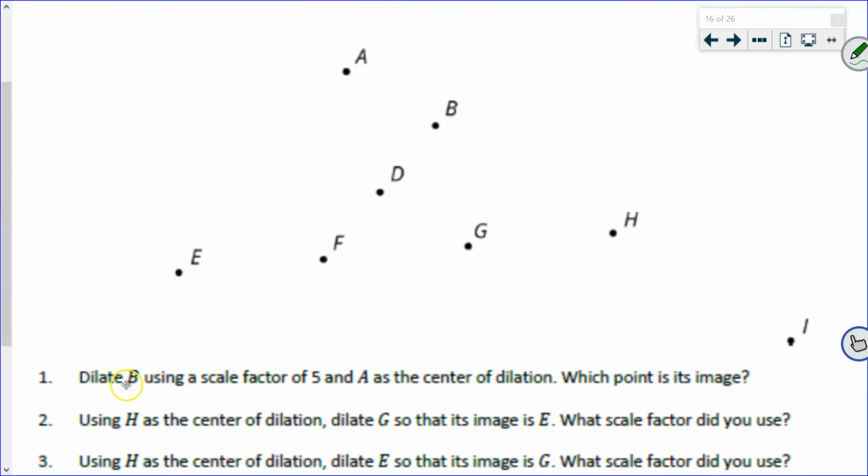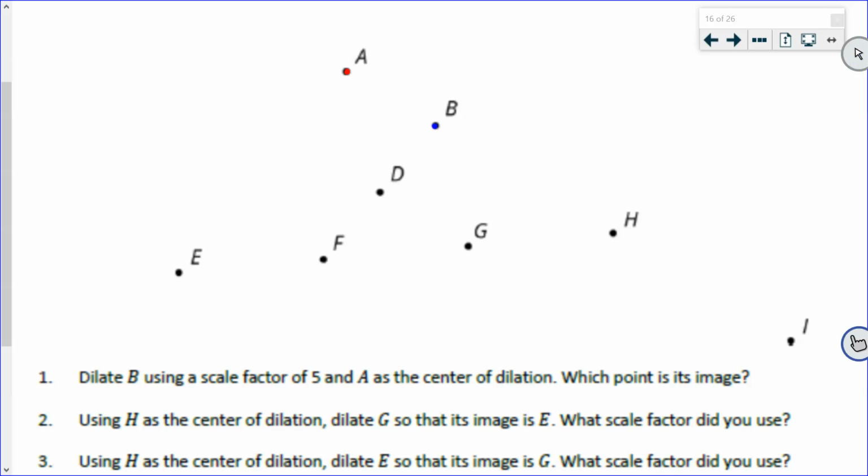And again, each one of these little problems has a little bit of a different instruction, and you have to figure out which point or what number we're talking about. So we start by saying dilate B using scale factor of 5 and A as the center of dilation. So I see A is the center, so I'm going to mark that one red. B is the actual figure that I am trying to dilate, and it's just a point, which means that when it's dilated it's going to still be a point, but its distance from A is what's going to be different and what's going to change.